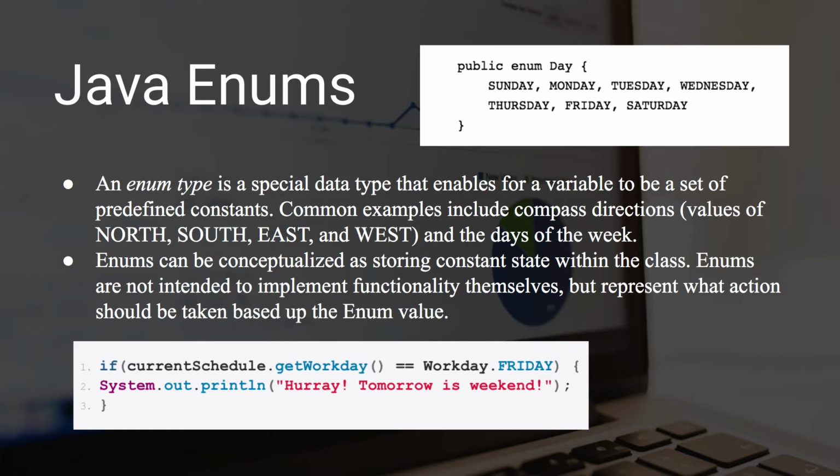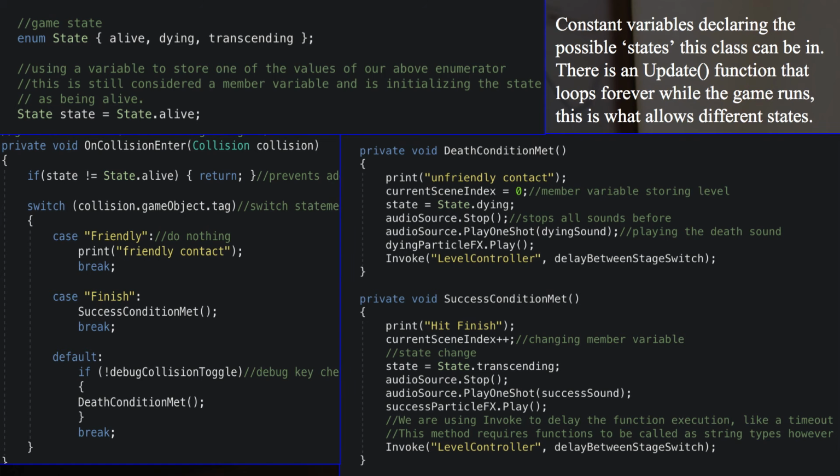So I have a working example now. Caveat, it's C#, but they're very, very similar. And I think this is a good example of why and how you would use this. And so there's a lot of code. But what's going on is I initialize my enumerator up here. So I was building a game. I have my alive, dying, and transcending. The guy wanted us to call it transcending. That just means you've completed the level, right?